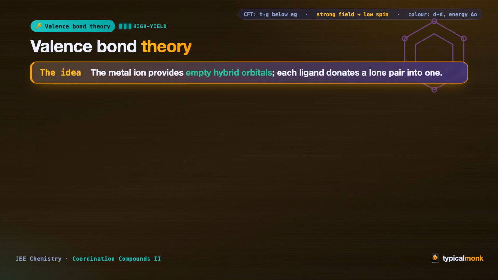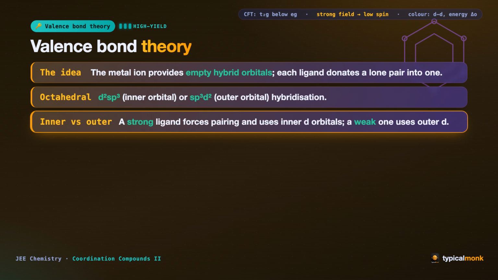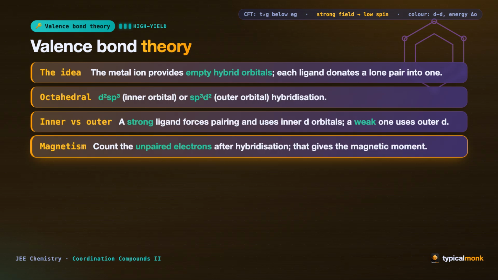Now the first theory, valence bond theory. The idea. The metal ion provides empty hybrid orbitals, and each ligand donates a lone pair into one of them. Octahedral. The hybridization is d2sp3, the inner orbital type, or sp3d2, the outer orbital type. Inner versus outer. A strong ligand forces the electrons to pair and uses the inner d orbitals. A weak ligand uses the outer d orbitals. Magnetism. Count the unpaired electrons after hybridization, and that gives the magnetic moment.